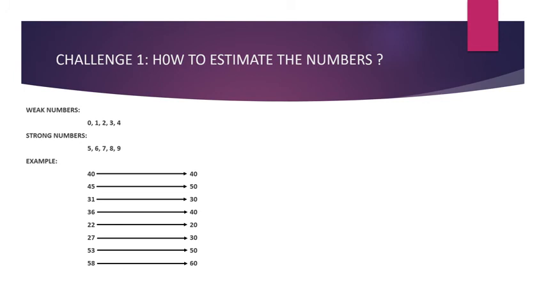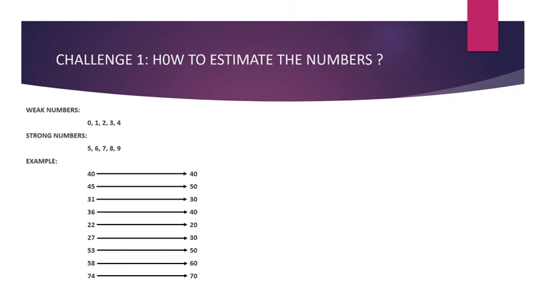Now the next example is 58. You will see 8. The last number of 58 is 8. Now 8 is a strong number. Okay. So it will change the 5 into 6. In the place of 5 you will write 6 and at the end you will put 0. So 58 after estimation will be 60. 58 will be changed into 60. Okay students.